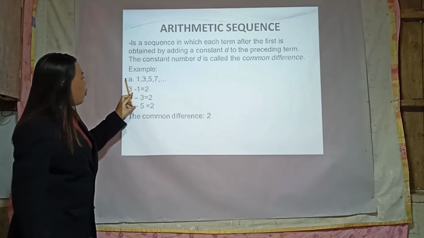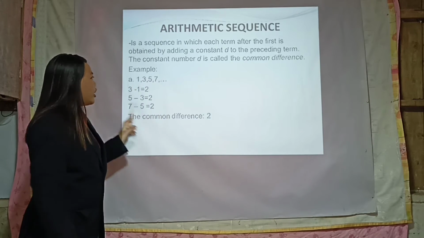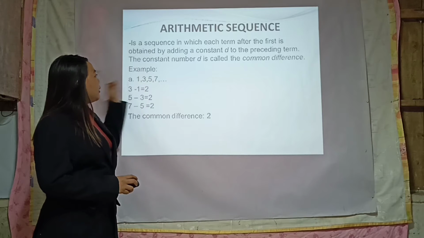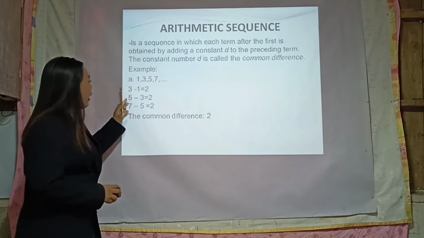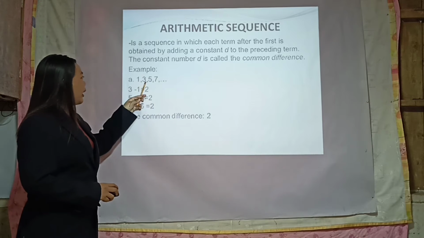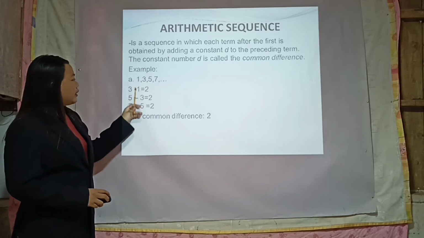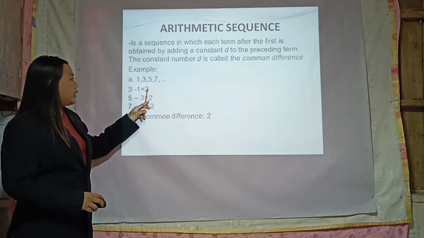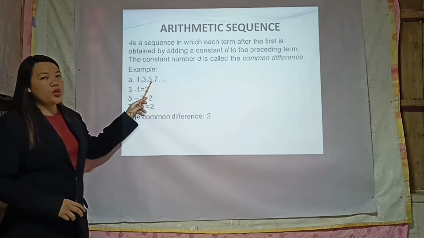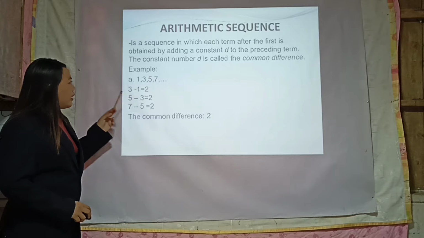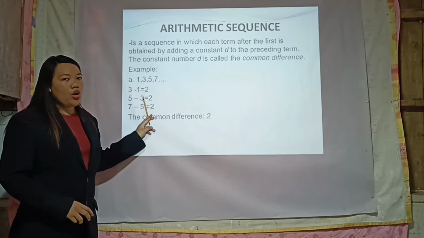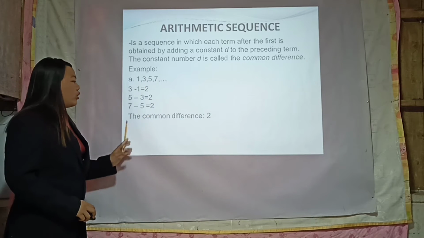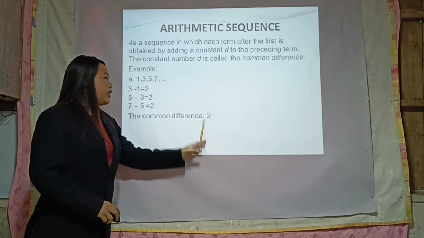For example, 1, 3, 5, 7. In order to find the common difference of this sequence, let the second term be subtracted by the first term. For example, the second term is 3 and the first term is 1. So 3 minus 1 is equal to 2. Therefore, the common difference is equal to 2. We will now use the third term subtracted by the second term. So 5 minus 3 is also 2, as well as 7 minus 5 is equal to 2. Therefore, the common difference is equal to 2.